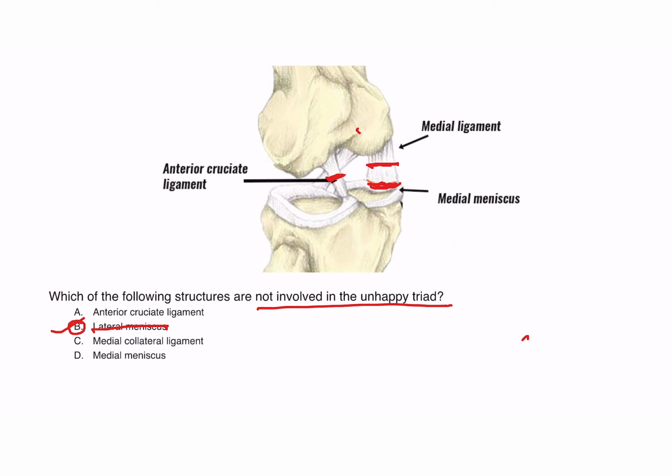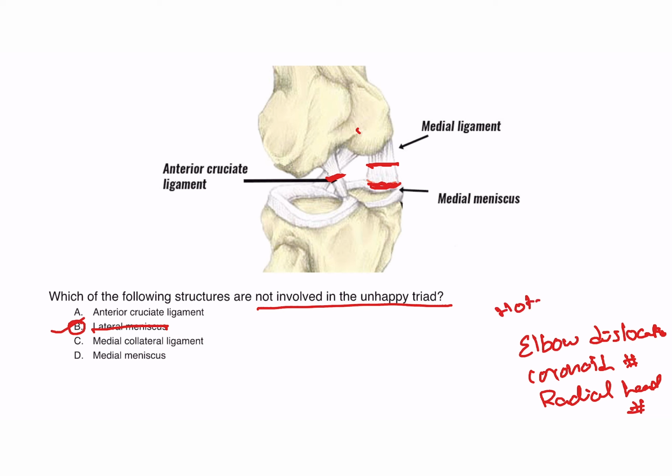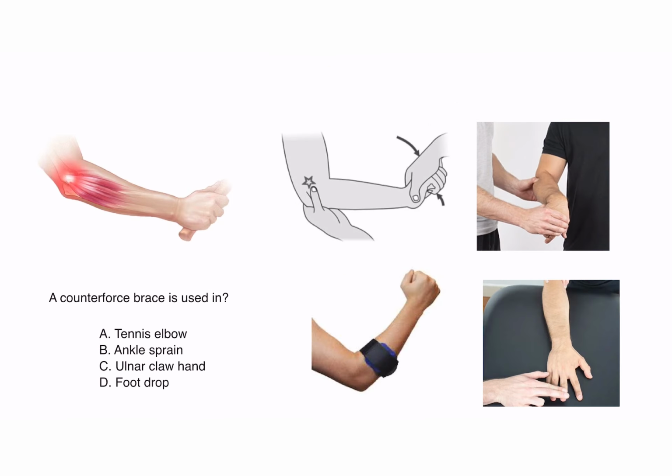Unhappy triad of the elbow is the elbow dislocation plus coronoid fracture plus radial head fracture. So these three are called the terrible triad of the elbow, and we also call this the terrible triad of Hotchkiss. So that's the terrible triad of the elbow. Here comes another elbow question. A counterforce brace is used in.